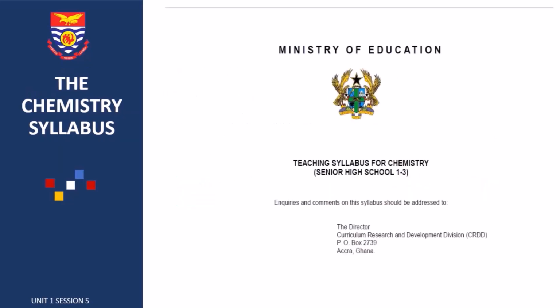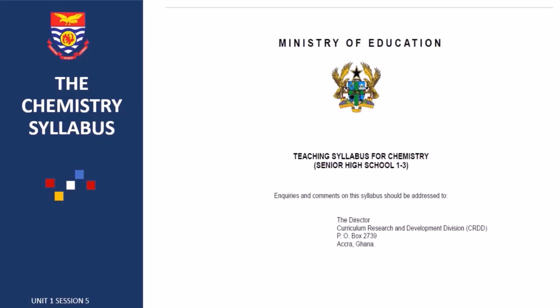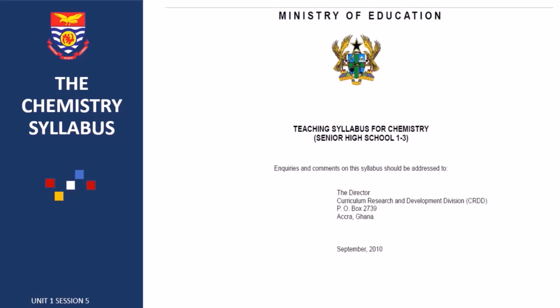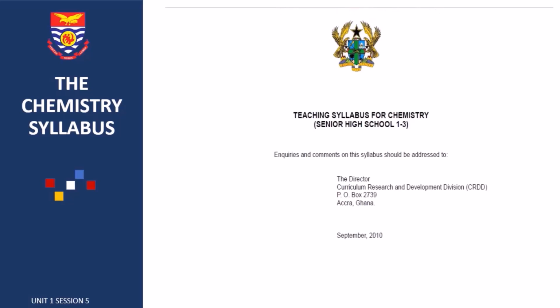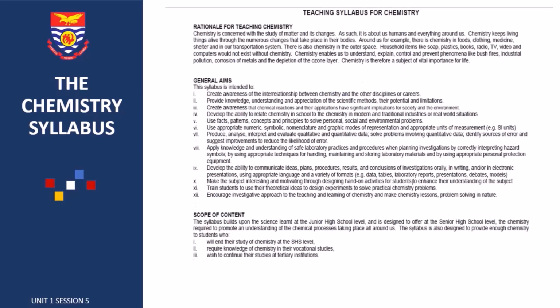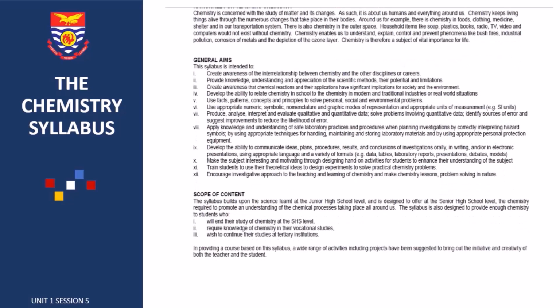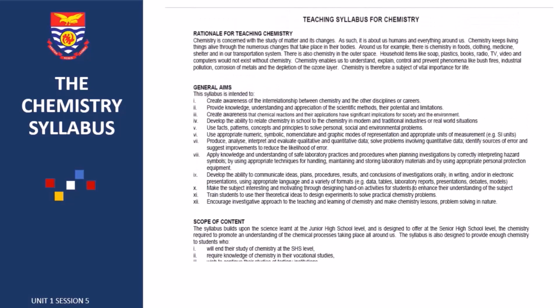Let's look at them. This is the teacher syllabus for chemistry, senior high schools 1 to 3, from the Ministry of Education, specifically the Curriculum Research and Development Division. This curriculum or syllabus was published in September 2010. Now we want to base our studies today on the general aims of the syllabus. We've already studied the rationale, or the reasons, for the curriculum for chemistry.